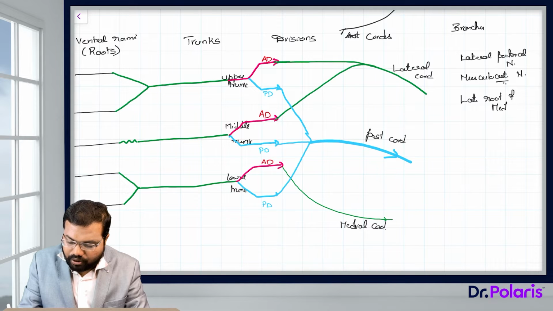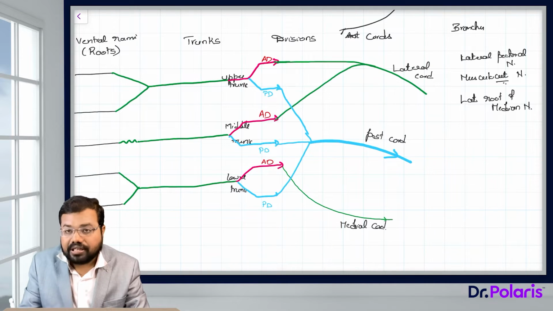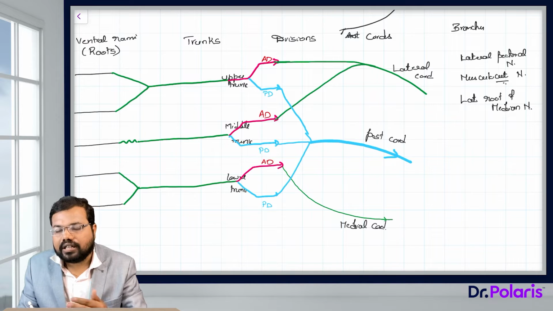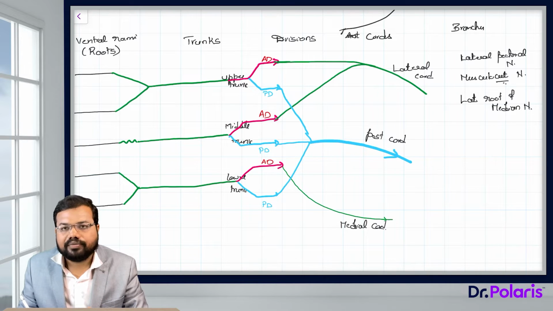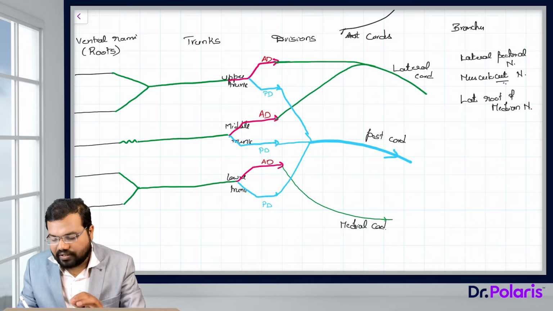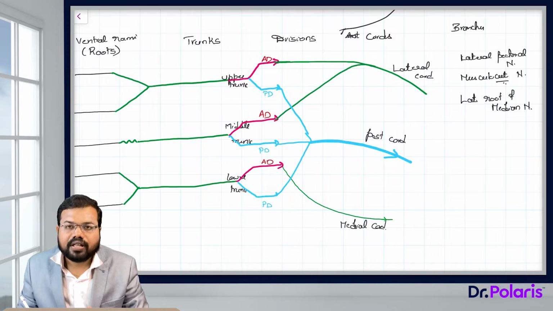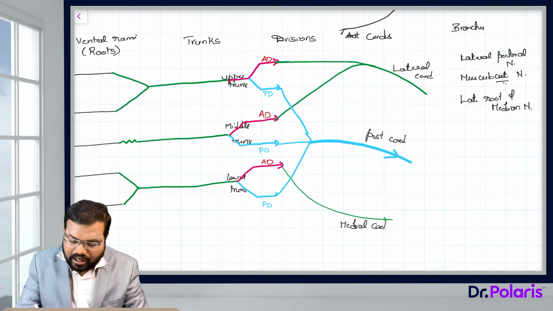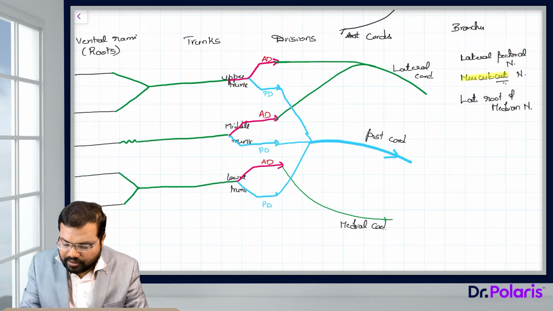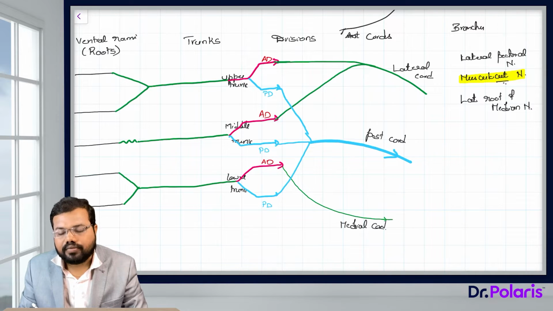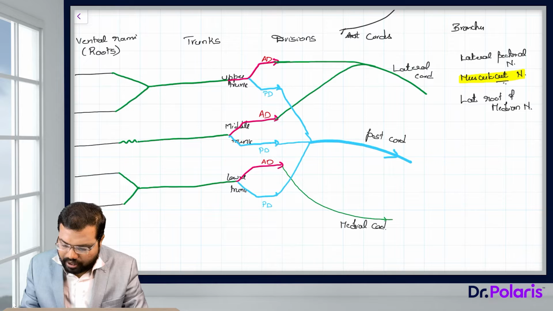The median nerve is formed not only by the lateral cord but also by the medial cord. That's why the median nerve is formed by a lateral root and a medial root. The lateral root is from the lateral cord, and the medial root is from the medial cord. So three branches arise from the lateral cord. First is the lateral pectoral, second is the musculocutaneous, and the third is the lateral root of the median nerve. Okay, so the lateral cord continues as which nerve? It's the musculocutaneous nerve.